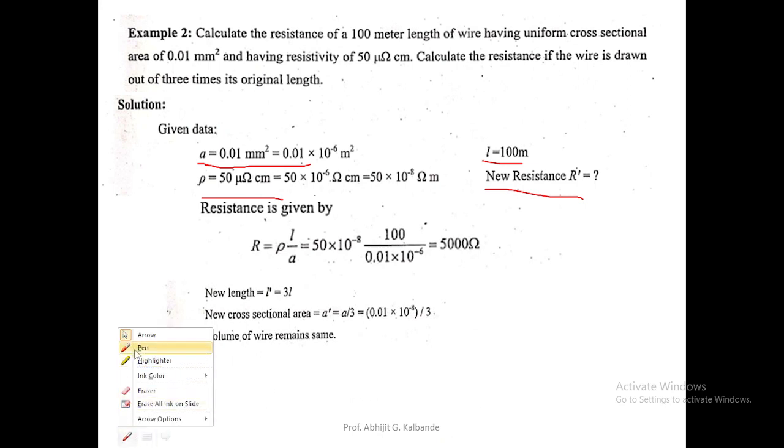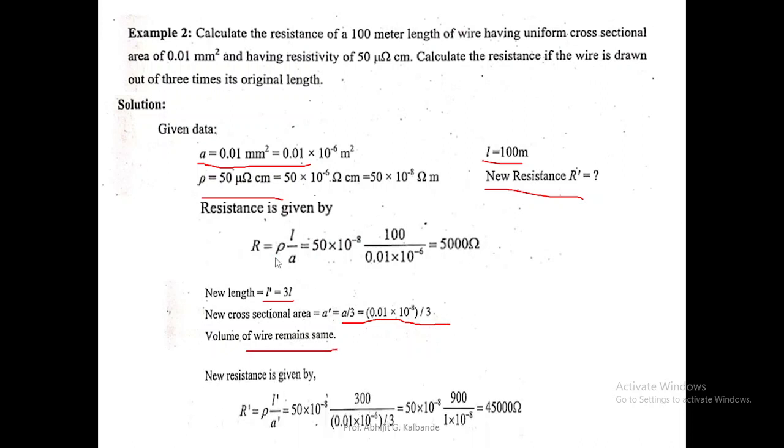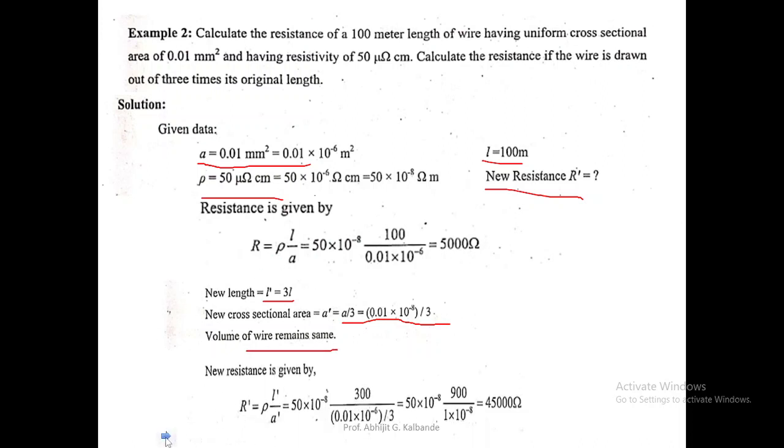The new resistance will have 3 times the length. Length is 3 times, and because of that, the new cross-sectional area will be A by 3, so the volume of the wire remains the same. As per that, the new resistance will be given as R dash, and the original resistance is given as R.